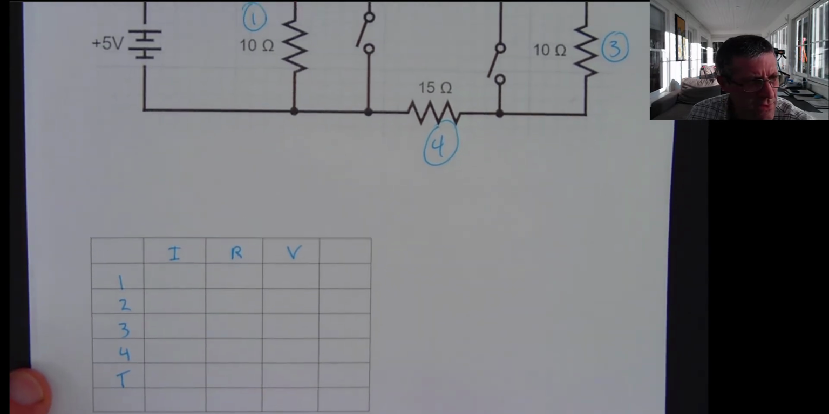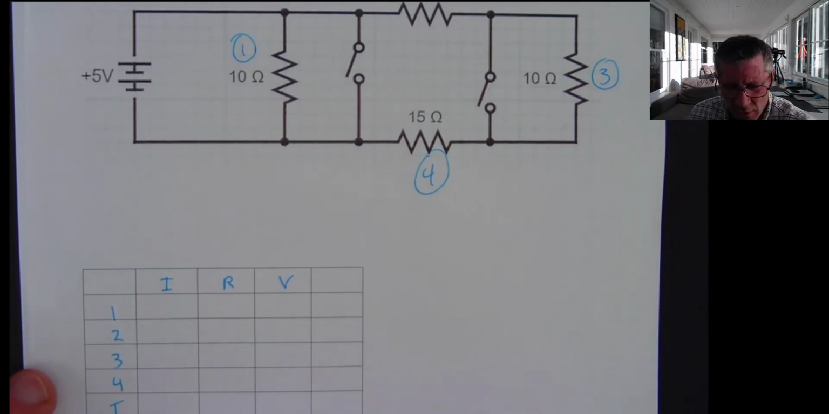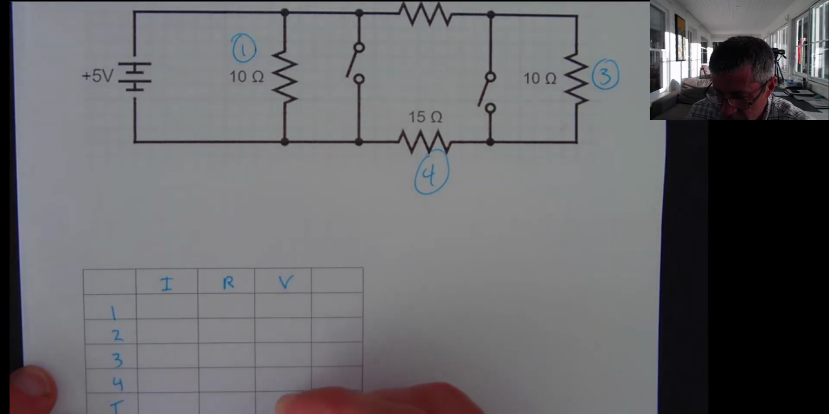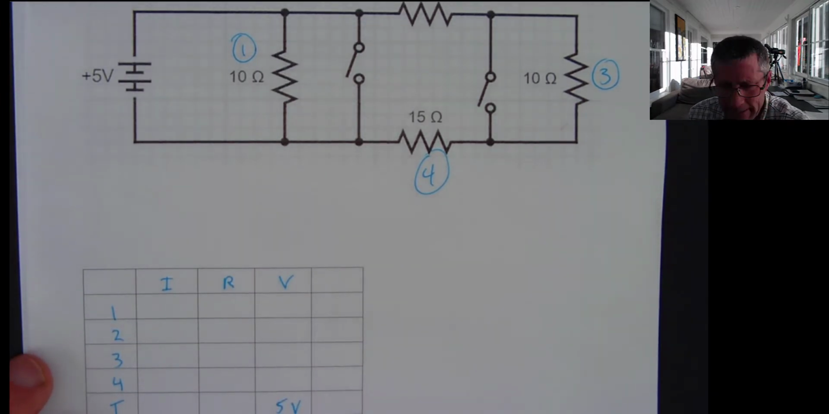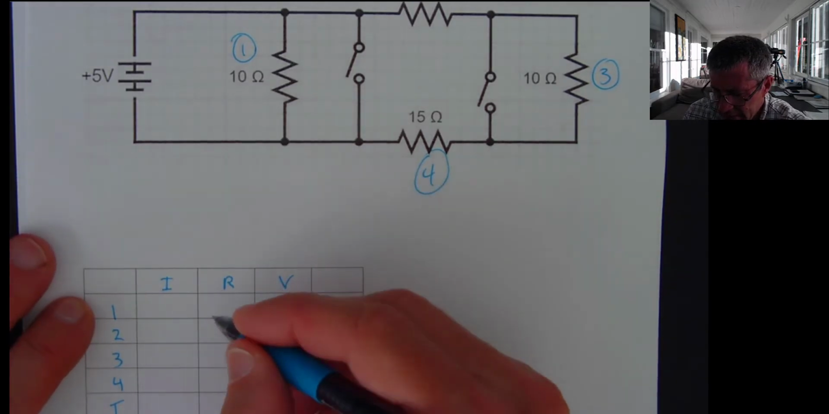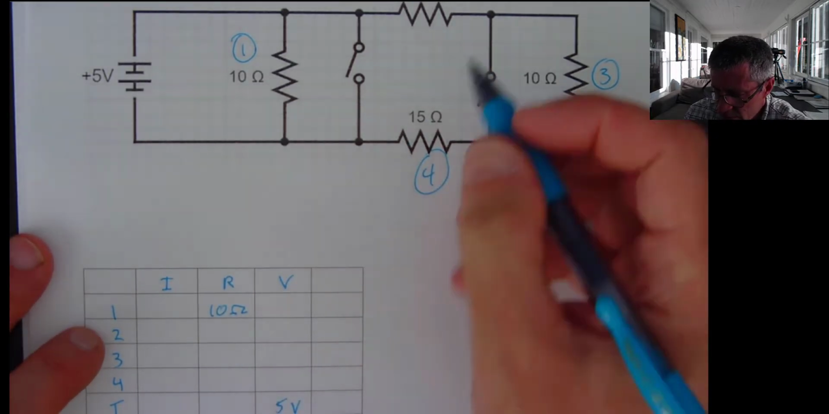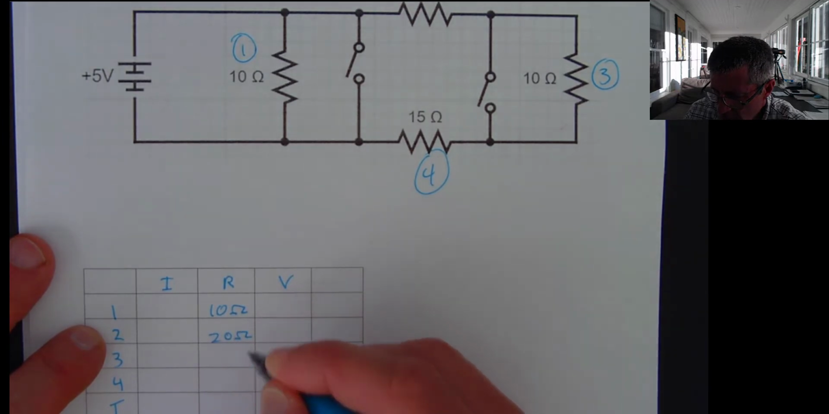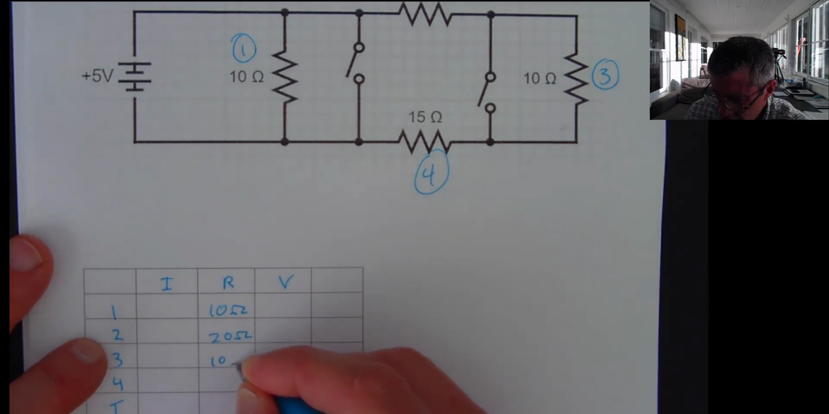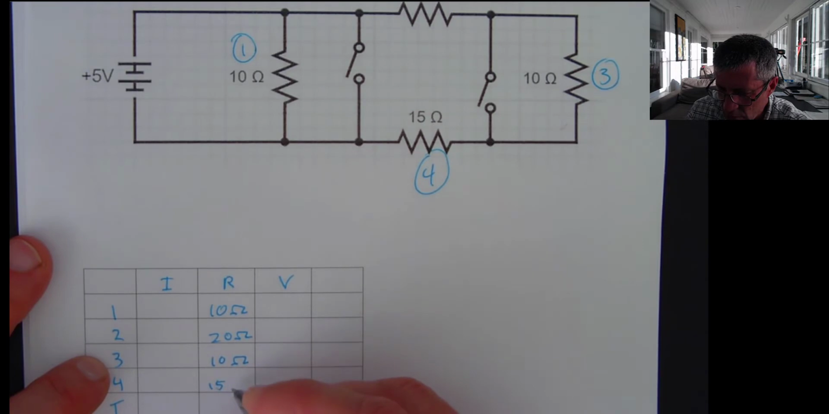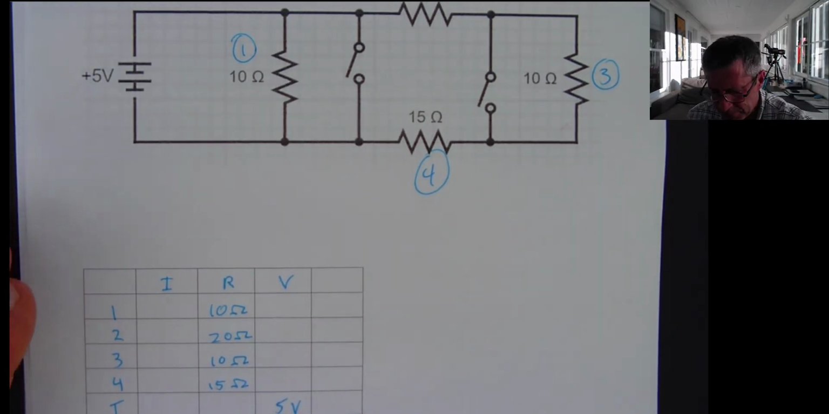So let's fill in the things that we know. What do we know so far? We know the battery is providing 5 volts, so my total voltage here is going to be 5 volts. What else do I know? Resistor 1 has 10 ohms of resistance. Resistor 2 has 20 ohms of resistance. 3 has 10 ohms. And 4 has 15 ohms of resistance.